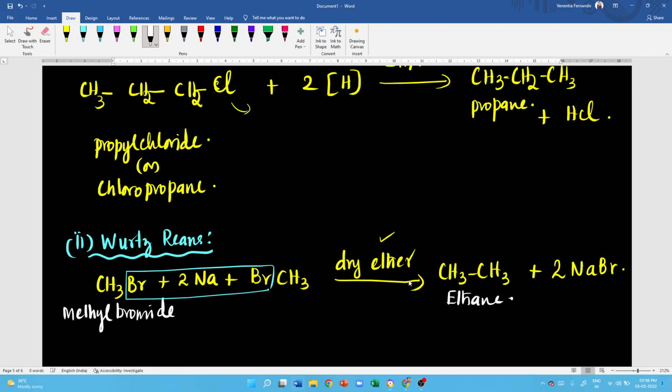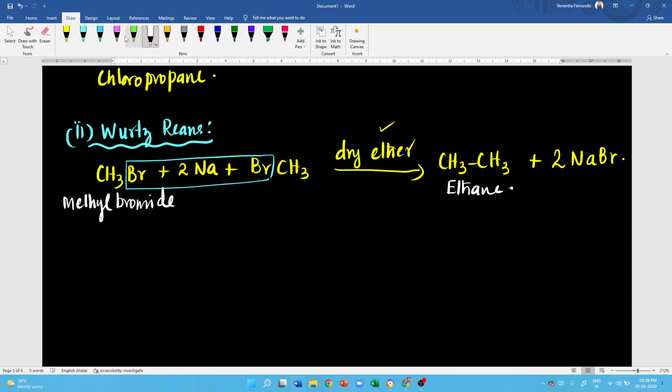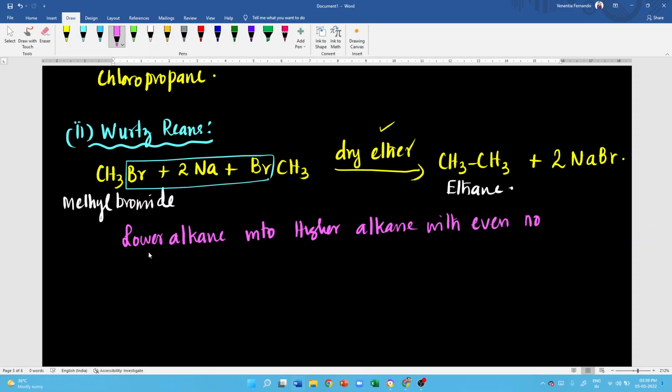So from a lower alkyl halide, we get a higher alkane. Lower alkane is converted to a higher alkane, and here you get a higher alkane with an even number of carbon atoms. So mainly Wood's reaction is used to prepare higher alkanes from lower ones. Lower means 1 carbon, higher means 2 carbon, with an even number of carbon atoms.